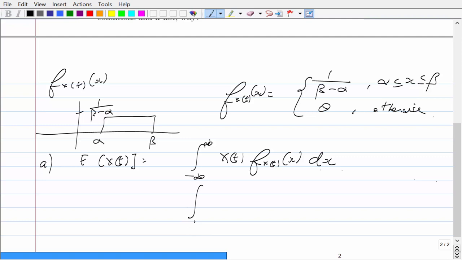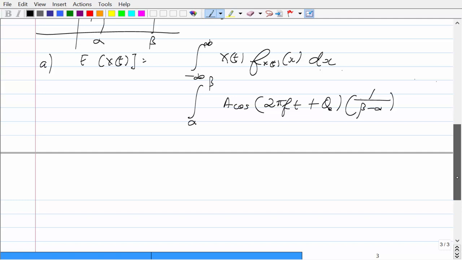The random process is a cosine of 2 pi f t plus theta 0, so that's all constant. And then we have the PDF, which is 1 over beta minus alpha. What you have to do is integrate over all possible values of your random variable. So you have to integrate with respect to A.